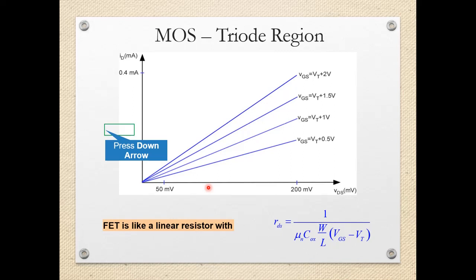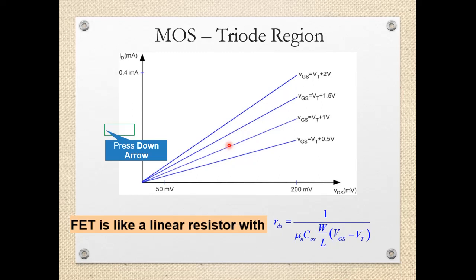And this is the characteristic which is plotted. Now here the FET is just like a linear resistor with the value of resistance as RDS, which is given as 1 divided by mu NCOX W by L (VGS minus VT), where W and L are the width and length of this channel. VGS is the gate to source voltage, VT is the threshold voltage, and with that we can see that the resistance is inversely proportional to all these values. So it is acting just like a linear resistor.